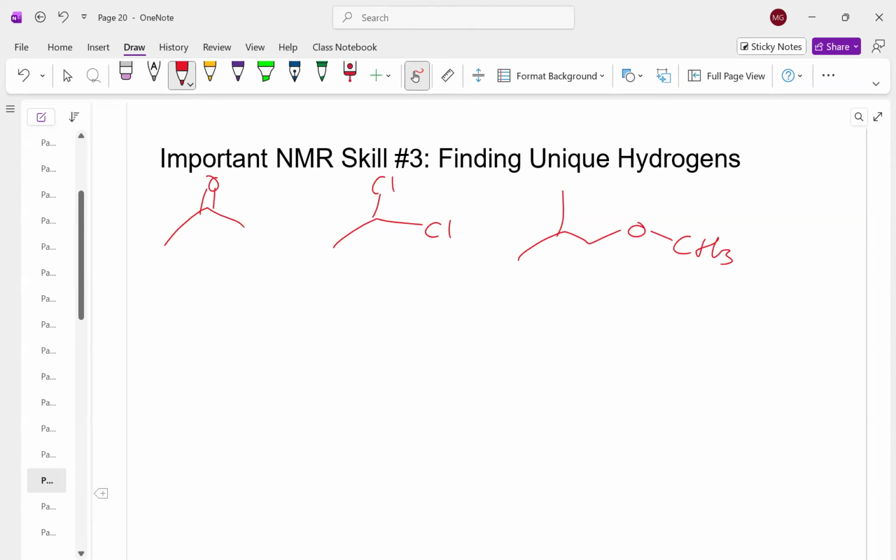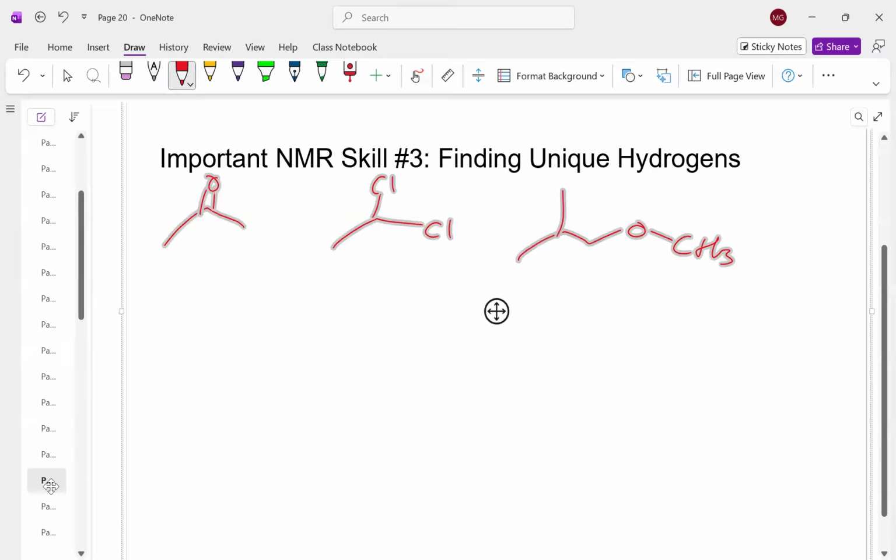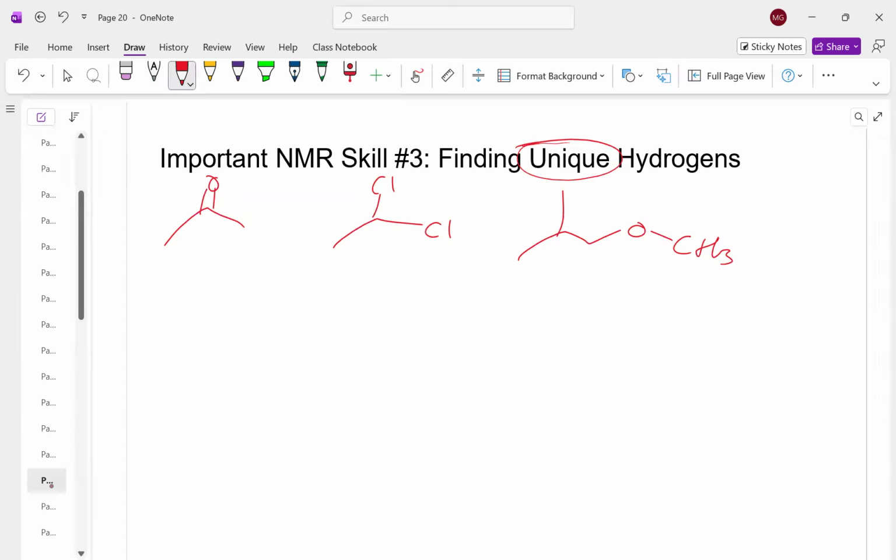But just like it's important to find unique carbons for carbon NMR, we're going to do the same thing for proton NMR, finding unique hydrogens. We're going to use the same skills. We want to identify hydrogens that are in different chemical environments. This gets a little bit more complicated than carbons, and we'll see why in a little bit. But the concept is still the same, and I can't encourage you enough to go through the homework problems, to go through practice problems, to check out your textbook, and work specifically on developing this skill.